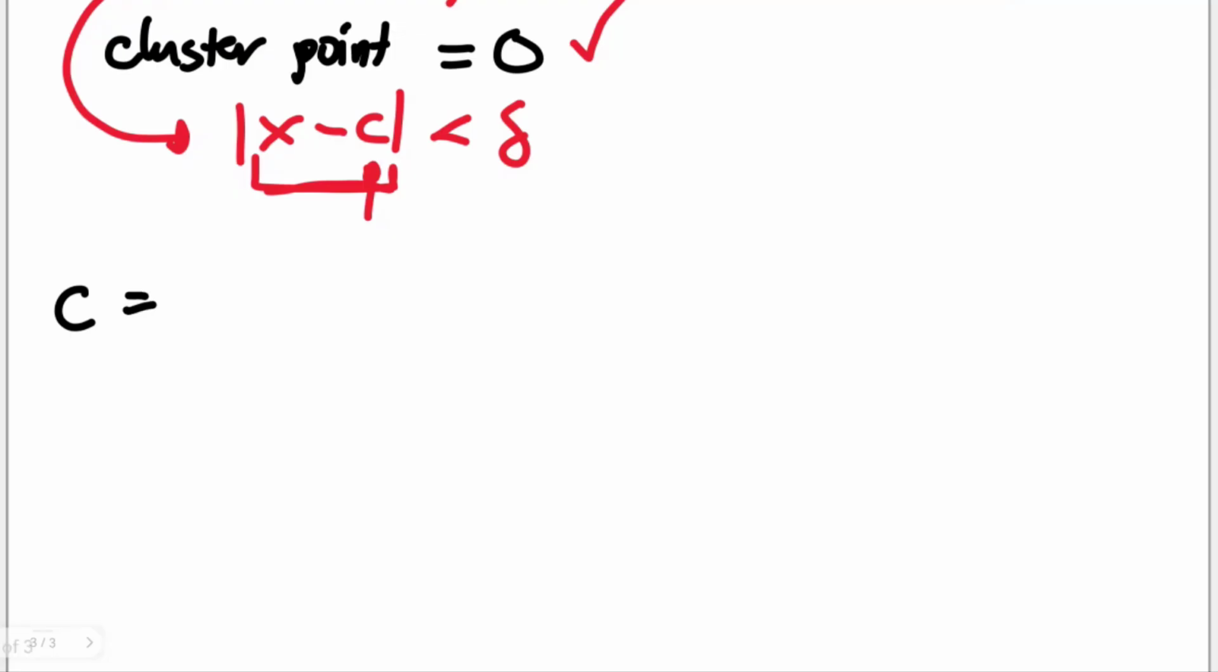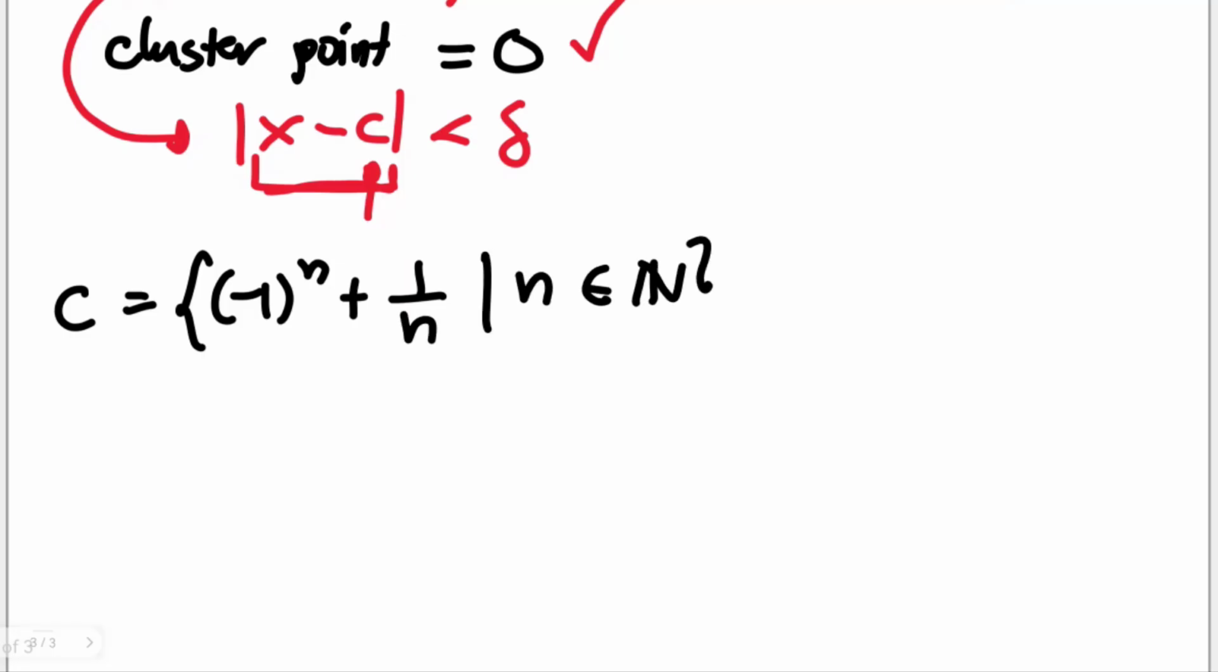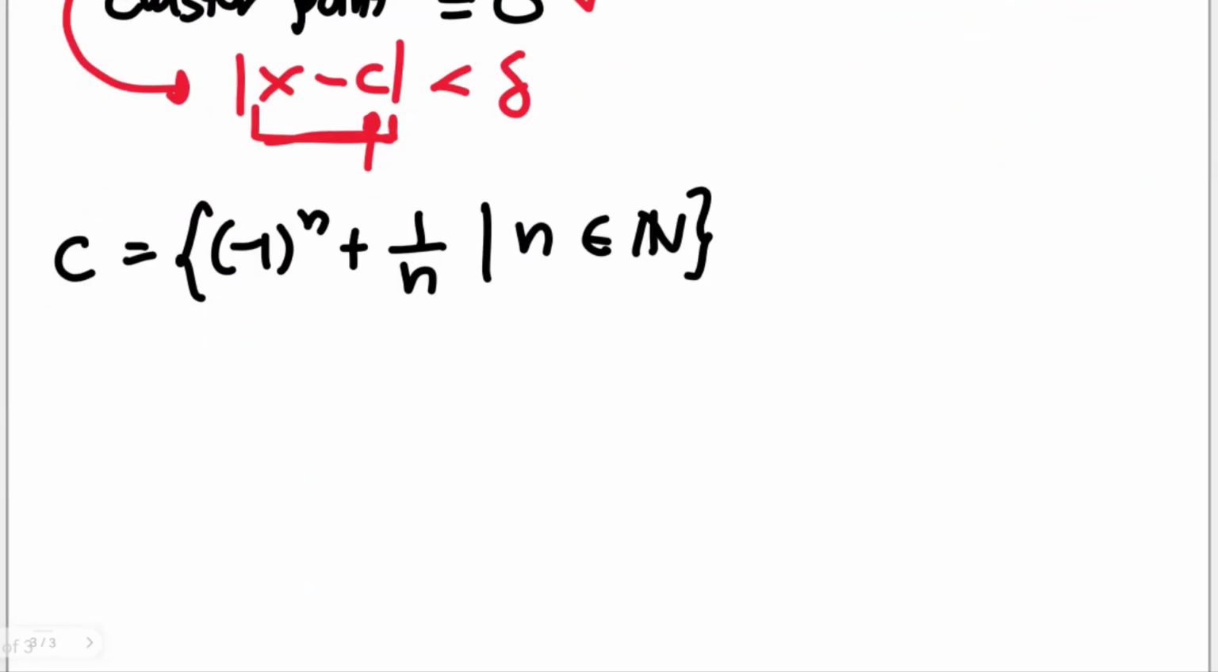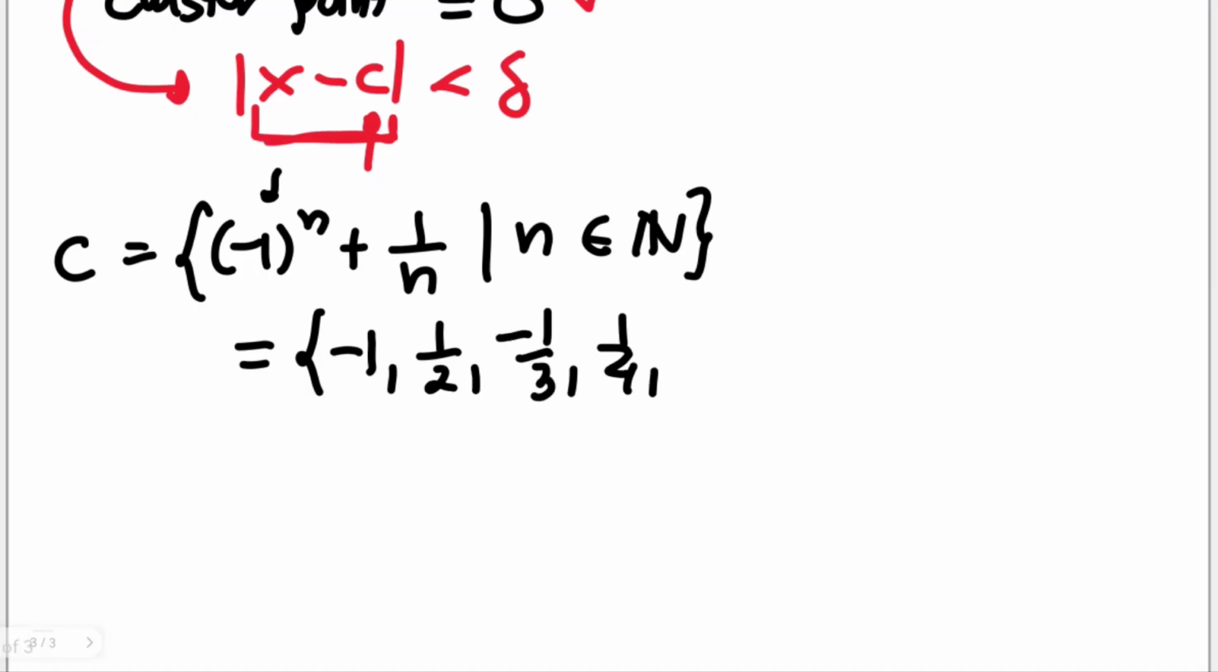Let us have set E. We have -1 raised to n plus 1 over n for n an element of the set of natural numbers. Similar to earlier, we can identify some of its elements here. For n is 1, you have -1. When n is 2, this becomes positive 1/2. When n is 3, -1/3. When n is 4, 1/4. When n is 5, -1/5. You have here 1/6, and so on and so forth. So what would be the cluster point of this?